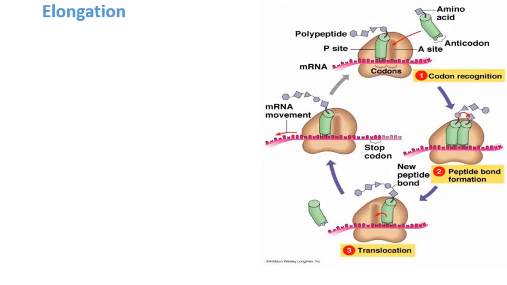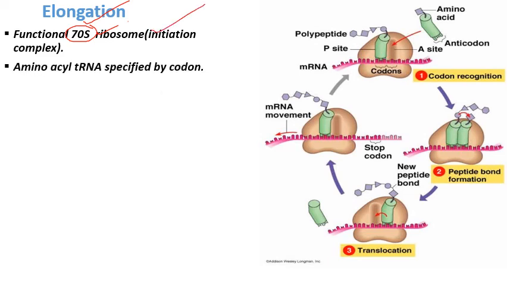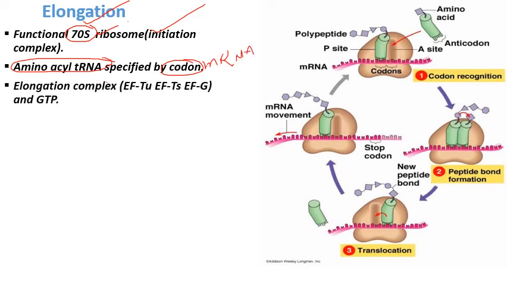The second step in translation is elongation, in which the polypeptide chain elongates. For this it requires the complete 70S ribosome, which forms a complex with the initiation factors, called the initiation complex. And it requires aminoacyl tRNA, which are specified by codons, and mRNA. The codons on the mRNA decide the formation of this aminoacyl tRNA. Then elongation complexes are required. Along with this, it requires GTP, which acts as a source of energy.